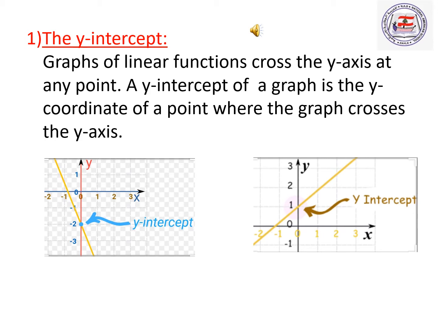Look at the first figure. The y-intercept of this line is -2. The line crosses the y-axis at -2. In the second figure, the line crosses the y-axis at 1, so the y-intercept is 1.